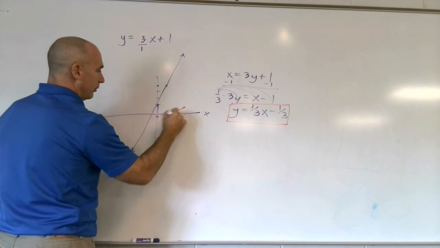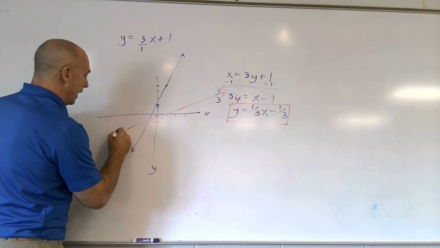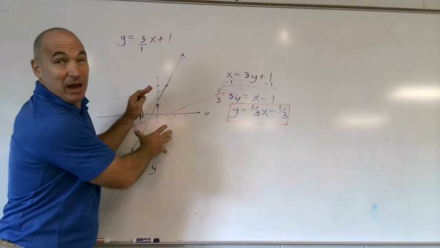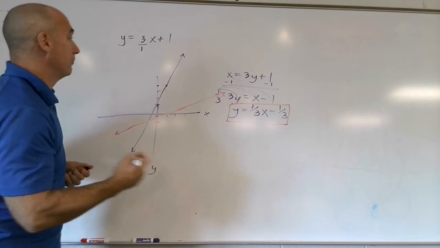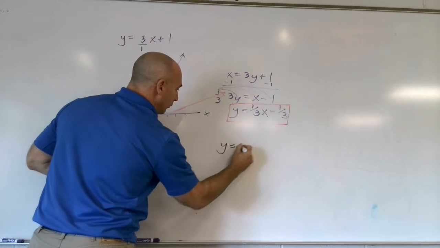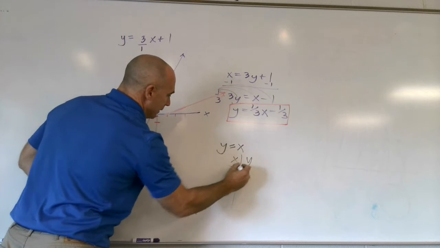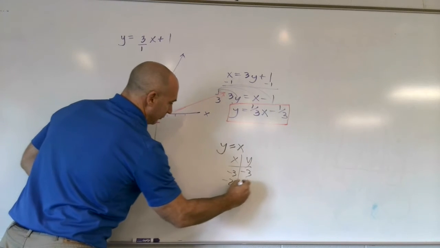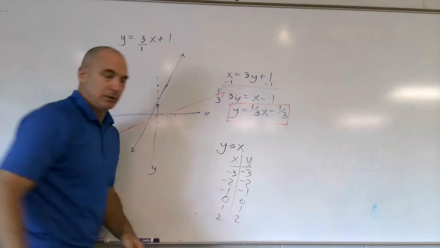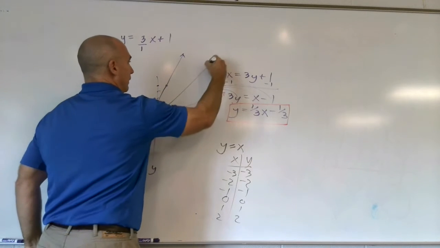I want you guys to notice something. My drawing is not perfect, but you will get the idea. I want you to remember y equals x. If I was to draw this, I'd say -3, -2, -1, 0, 1, 2. Essentially, it's a line that goes right through like this.